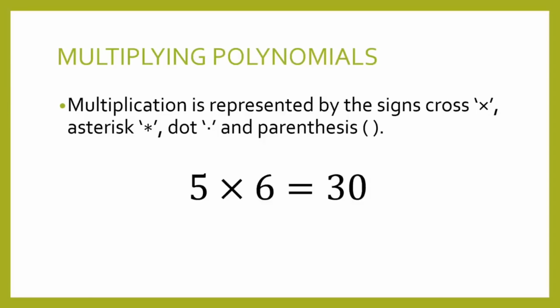As we all know, multiplication can be represented by the signs cross, asterisk, dot, or parenthesis. Now, if we are given the equation 5 times 6 is equal to 30, we call 5 the multiplicand, 6 is called the multiplier, and the answer is called the product. So that is just a review.